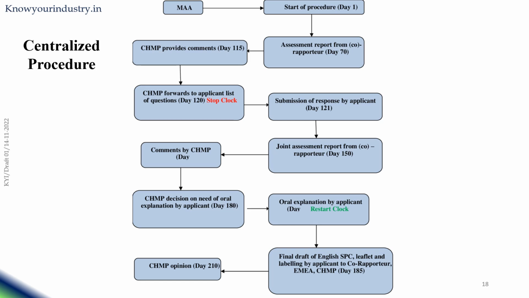CHMP decision on need of oral explanation by applicant on day 180. Then oral explanation by applicant, that is restart of clock on day 181. After this, the final draft of English SPC, leaflet and labeling by applicant to co-rapporteur, EMEA or CHMP on day 185. Then CHMP opinion will be received on day 210. This is the flow chart for centralized procedure.